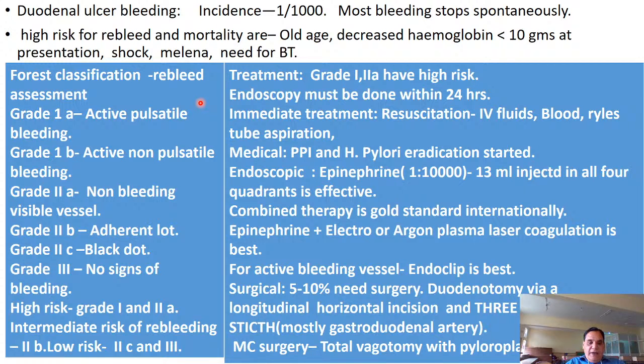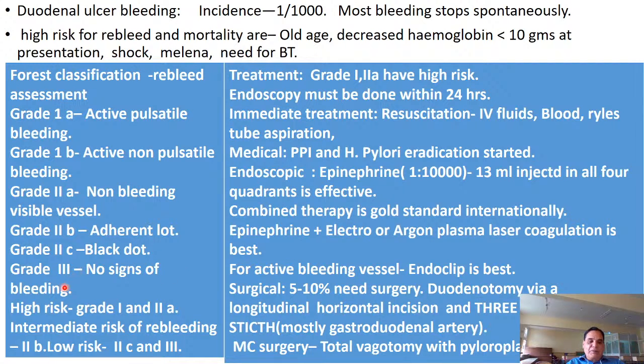Grade 1A. It is active pulsatile bleeding. Grade 1B. Active non-pulsatile bleeding. See, this is bad. Grade 2A. Non-bleeding visible vessel. That means the vessel is visible in this case. Grade 2B. Clot is adherent. Grade 2C. Only a black dot. Grade 3. There are no signs of bleeding.